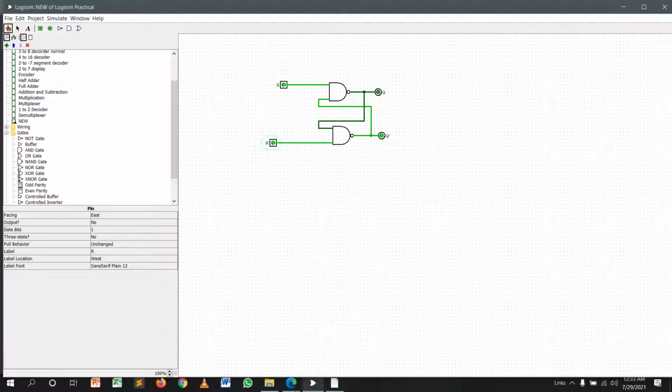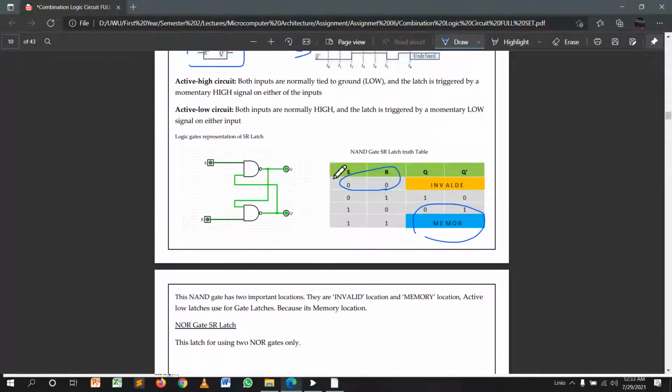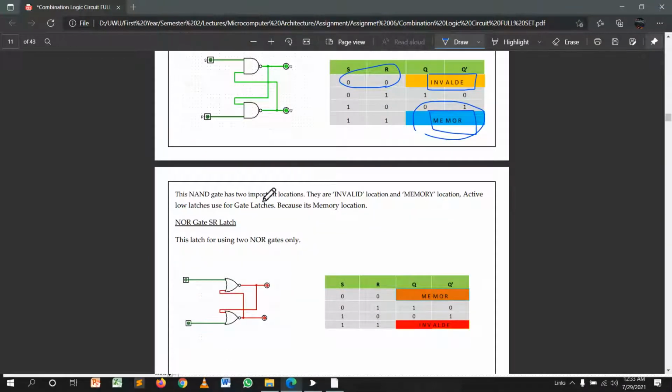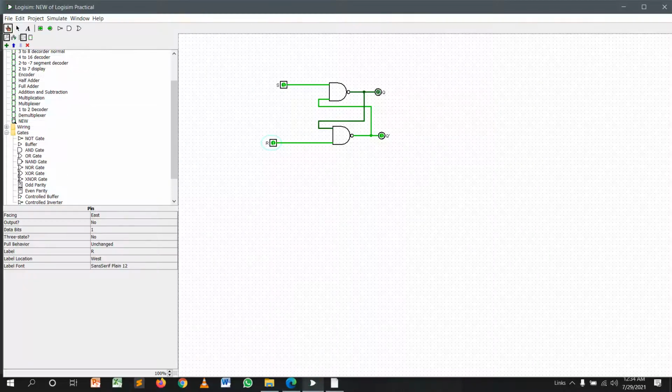This condition we call the memory condition. When both inputs are 1, it's called the memory condition, and when both inputs are 0, it's the invalid condition. Most of the time when we create circuits, we need good knowledge of these two conditions. Okay, next we move to the NOR gate latches. I'll explain the NOR gate latch also. I'll remove that.